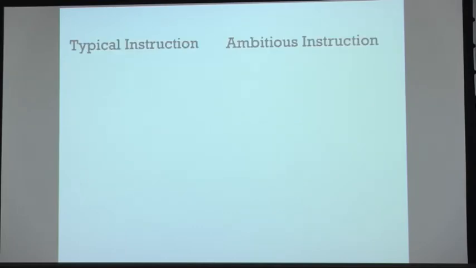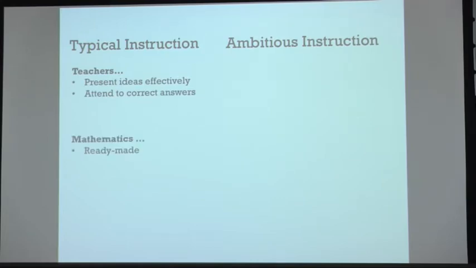Right now, the way we talk a lot in math education about what we're aiming for is we use this phrase, ambitious instruction. And we often contrast it with typical instruction, traditional instruction. I'm going to give you a real quick rundown of these differences. In typical instruction, teachers present ideas effectively. They attend to students' correct answers. Mathematics itself is kind of this ready-made thing that's pulled off the shelf. The textbook is the authority.